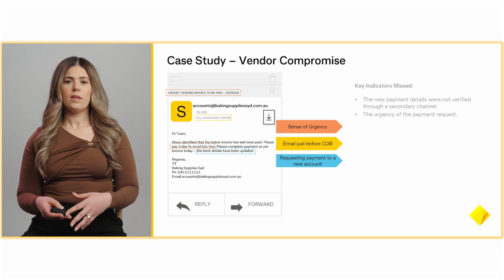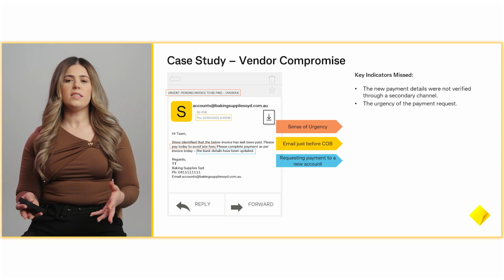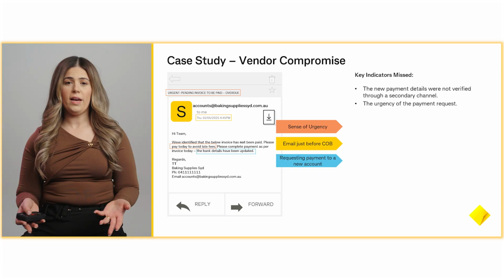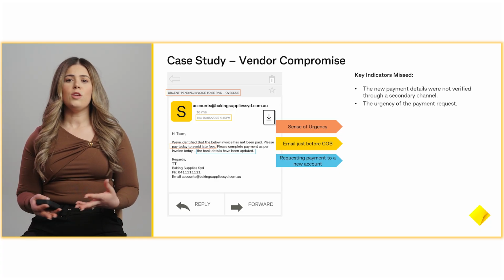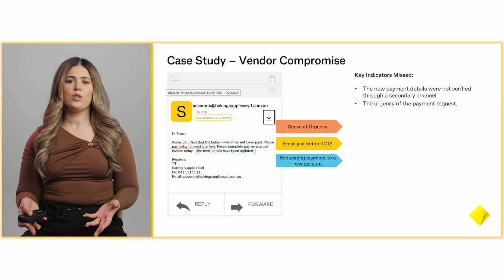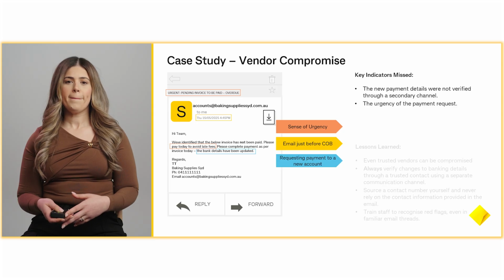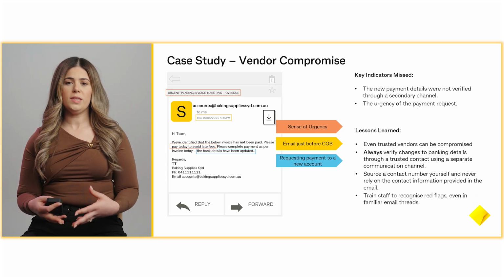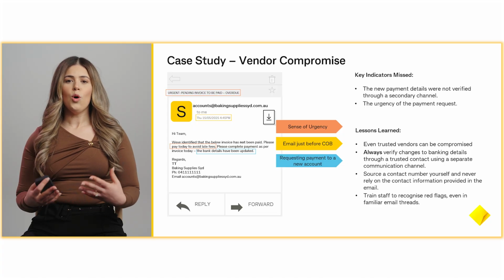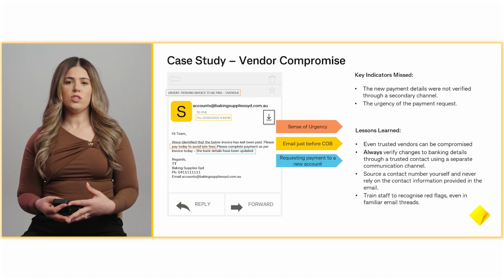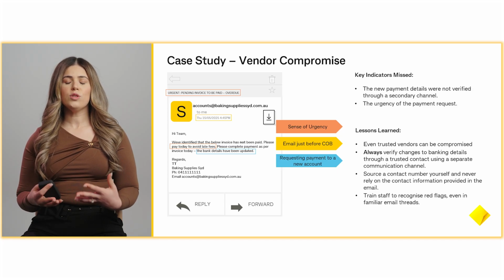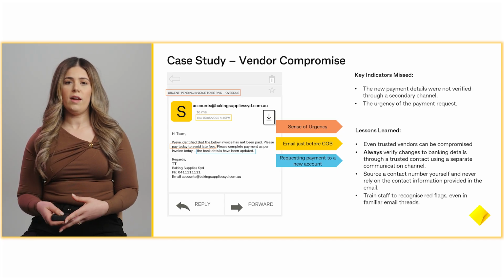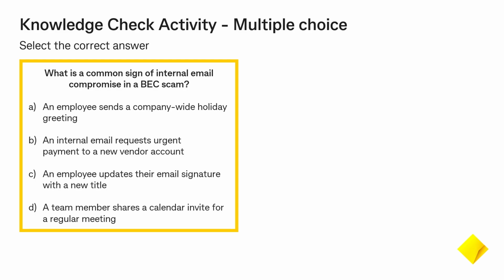GT's Cookies sensed something was off. But instead of calling a trusted number from the supplier's official website, they used the number in the email, which was controlled by the scammer. A key reminder here is everyone is vulnerable to business email compromise. Always verify bank detail changes through a trusted contact and a trusted channel, and ensure staff are trained to spot the red flags. Let's do a quick knowledge check.